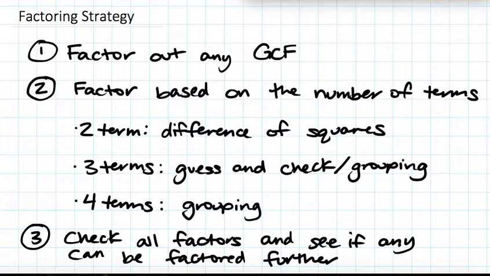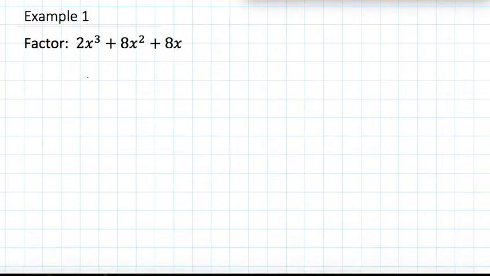So we're going to start by looking at example 1. It says to factor 2x to the third plus 8x squared plus 8x. So when I look at this problem, I see that there's a GCF of 2x. So all coefficients can be divided by 2, and x can come out because it's in each term. The smallest power on x is 1. So 2x is the GCF.